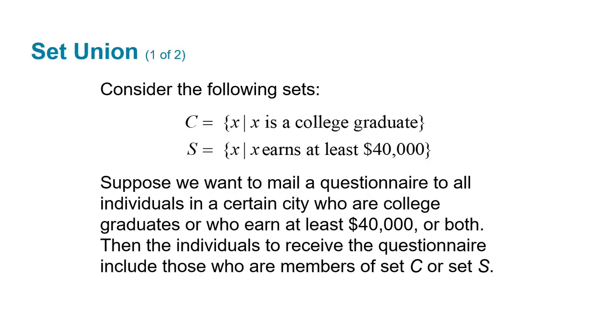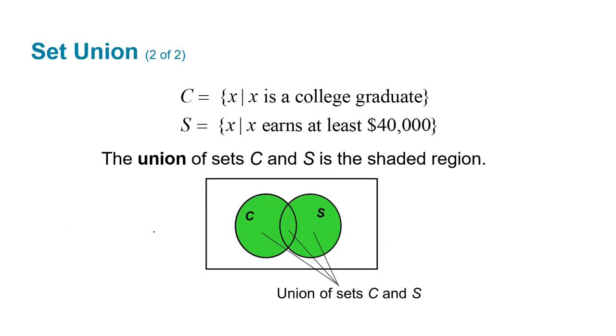Suppose we want to mail a questionnaire to all individuals in a certain city who are college graduates or earn at least $40,000 or both. When we use the word "or" in math, it could mean both. Then the individuals to receive the questionnaire include those who are members of set C or set S. Again, this "or" is inclusive. So the union of sets C and S is the shaded region.